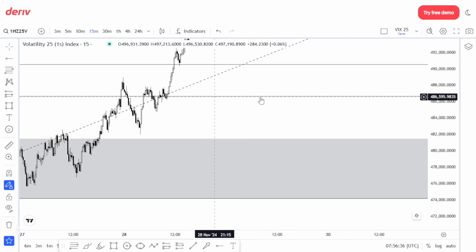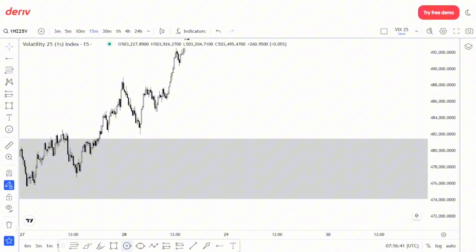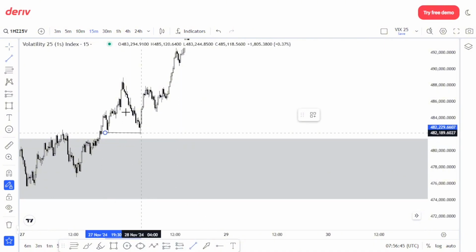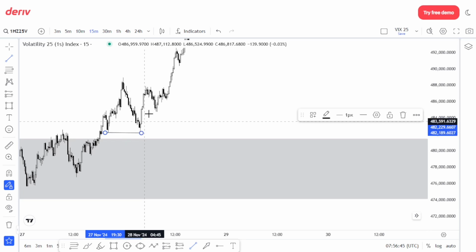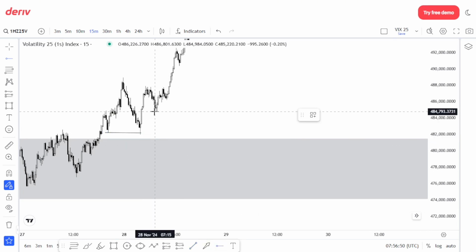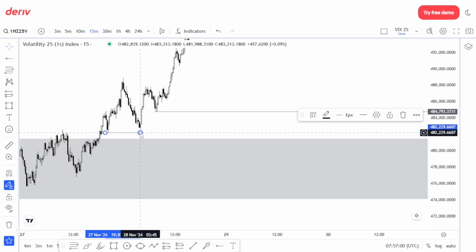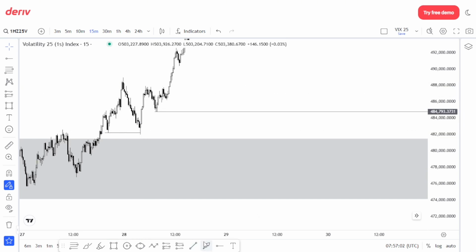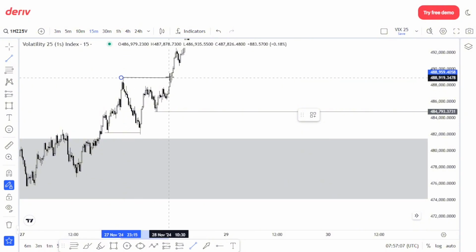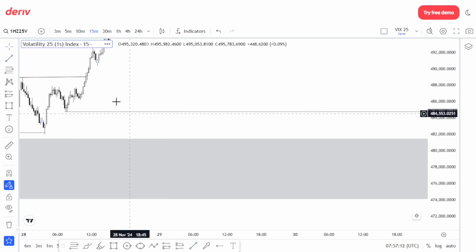All right, so we know our discount area already. So I'm just going to mark it out. We have our sweep. We have our internal structure. Okay, this is internal. There are different types of setups. I'll be teaching you guys that: the type A, the type B, and the type C setups. So we have a pullback and we have a break of structure. In this particular case, we have just one type of setup, so we just have only one break.